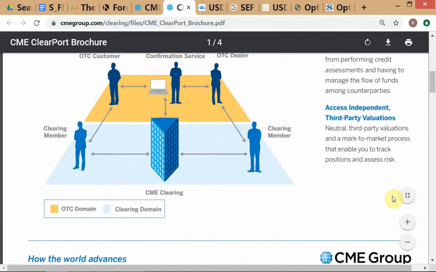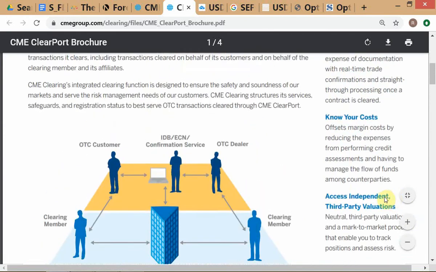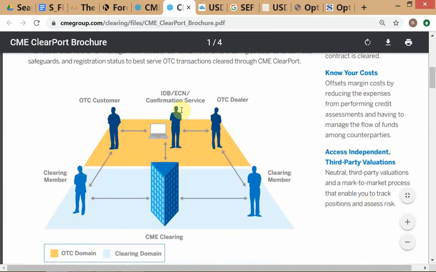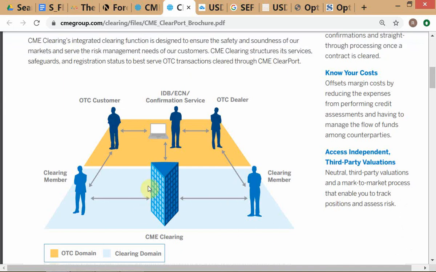Okay, good. Let's look at it this way. Now, imagine you forget all these other people. Just look at the OTC customer and the OTC dealer. Okay? And forget everybody else. And then you have this clearing, CME clearing in the middle. Now we are talking about exchanges. Okay? So, this guy doesn't exist.